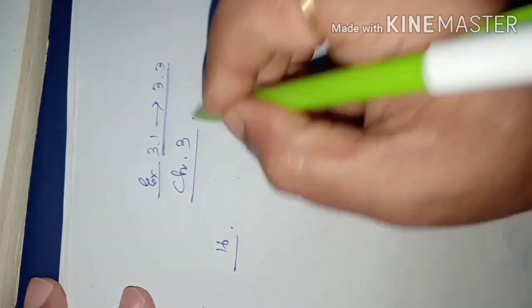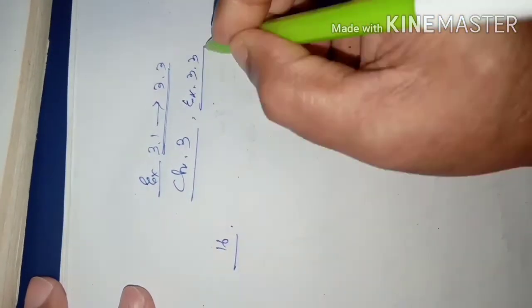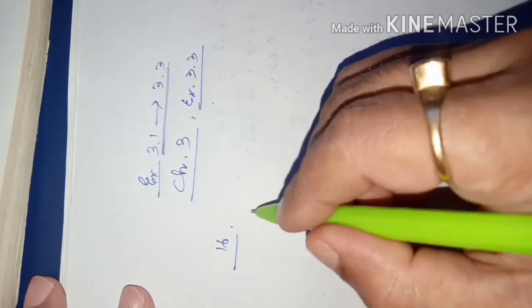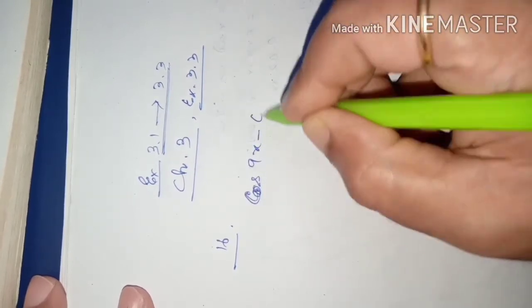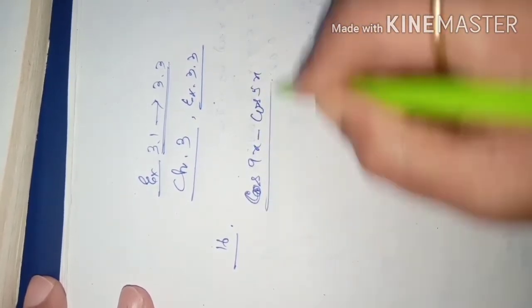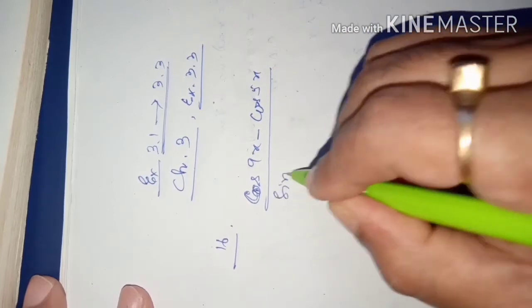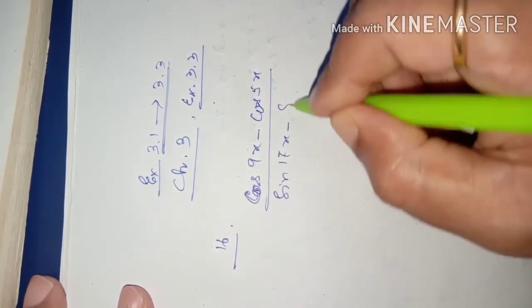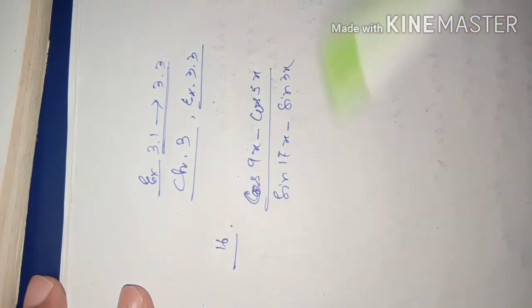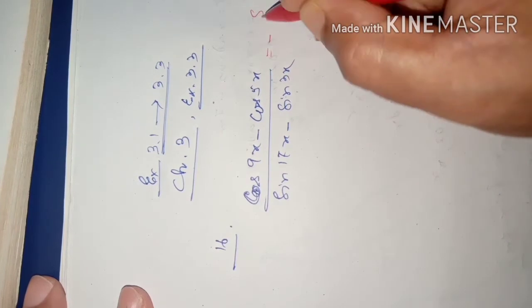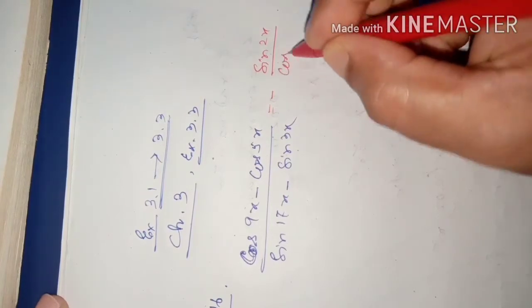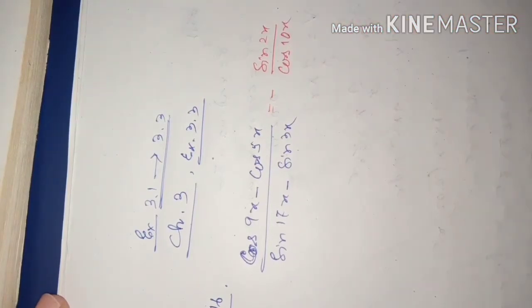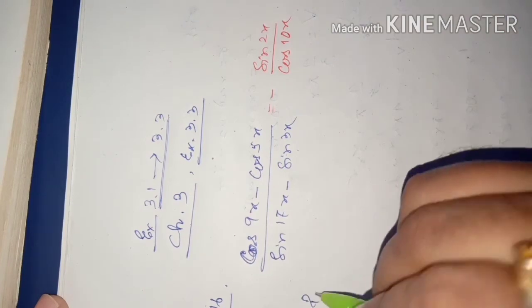Exercise 3.3 again, question number 16. Here it is given: (cos 9x minus cos 5x) divided by (sin 17x minus sin 3x). We have to show it as minus sin 2x by cos 10x. Okay, so proof.